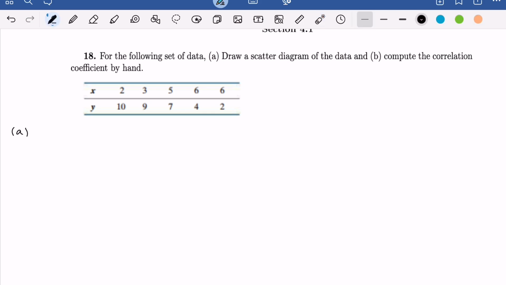We want to draw a scatter diagram. And notice we have our x and y variables here. All of these x variables are going to be on our horizontal axis, and then y is on our vertical. So we have our vertical axis y, and then our horizontal x.